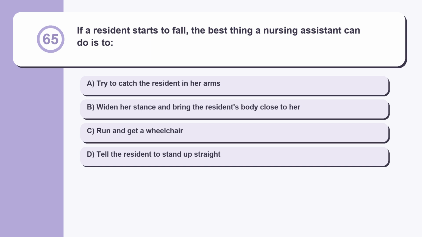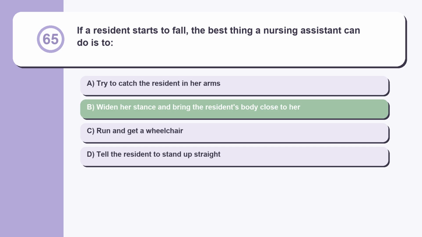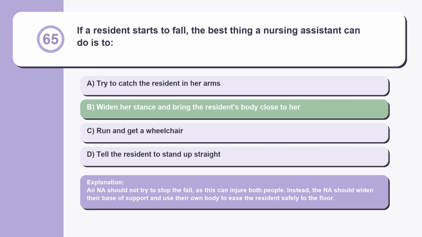Question 65. If a resident starts to fall, the best thing a nursing assistant can do is to try to catch the resident in her arms, widen her stance and bring the resident's body close to her, run and get a wheelchair, tell the resident to stand up straight. An NA should not try to stop the fall, as this can injure both people. Instead, the NA should widen their base of support and use their own body to ease the resident safely to the floor.